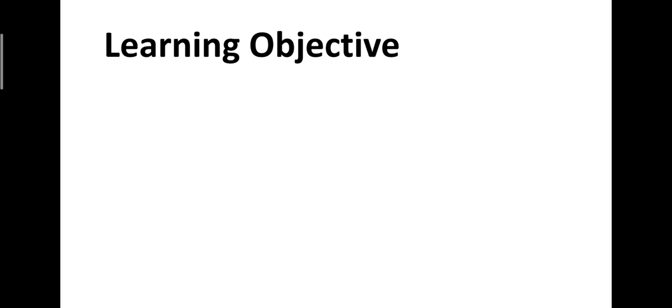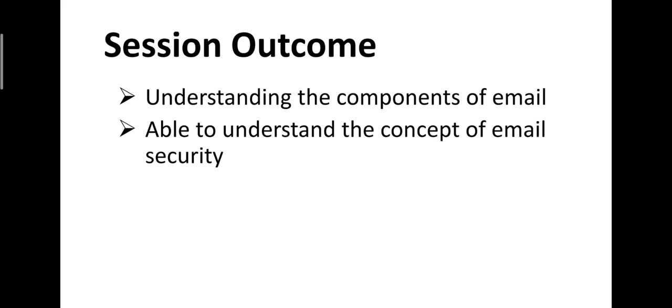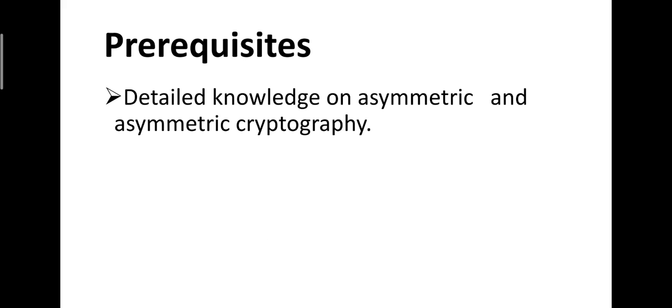The recap for this session is cryptographic hash functions and encryption methods. The learning objective of this session is to get familiar with the email services and security. The outcome of this session is understanding the components of email and being able to understand the concept of email security. Prerequisites for this session are detailed knowledge of symmetric and asymmetric cryptography and encryption methods.